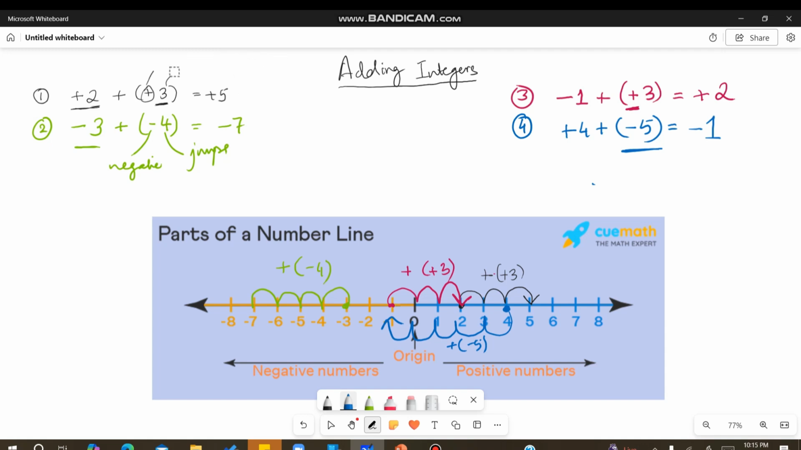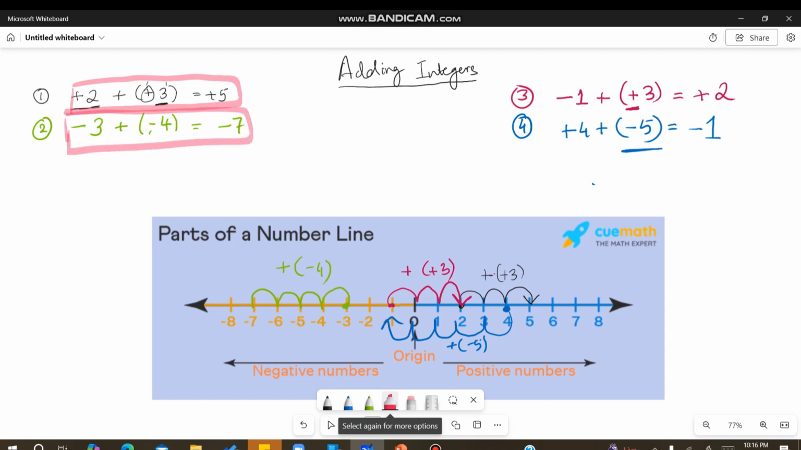It's a very simple process. Let me clear this up first. The first 2 examples that we did were both the same sign. See, the first example, both positive numbers are being added. And the second example, both negative numbers are being added. So we can say these are same signs. What do we see when we are adding same signs? Any pattern that you can observe? Think. All right, yes.